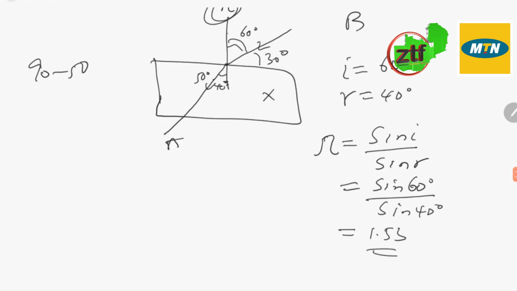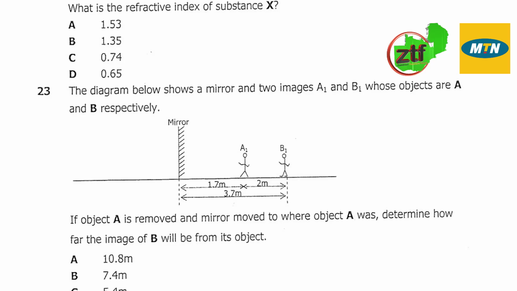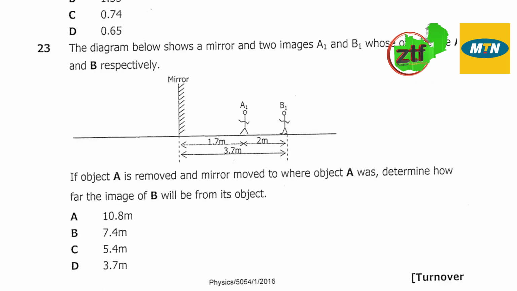Question 23 reads, The diagram below shows a mirror and two images, A1 and B1, whose objects are A and B respectively. Understand that A and B have not been shown in the diagram, but they want us to determine, they are saying if object A is removed and the mirror moved to where object A was, determine how far the image of B will be from its object. Rather confusing question, but let's see what is happening.